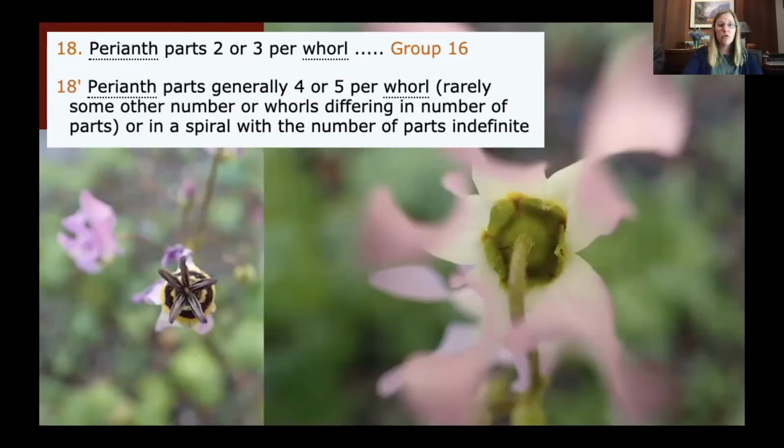Perianth parts 2 or 3 per whorl, or perianth parts generally 4 or 5 per whorl, rarely some other number of whorls differing in number of parts, or in a spiral with the number of parts indefinite. So again, we kind of have to look from multiple angles, but we have 1, 2, 3, 4, 5 sepals, 5 petals, and 5 stamens. So we'll go with the second choice.